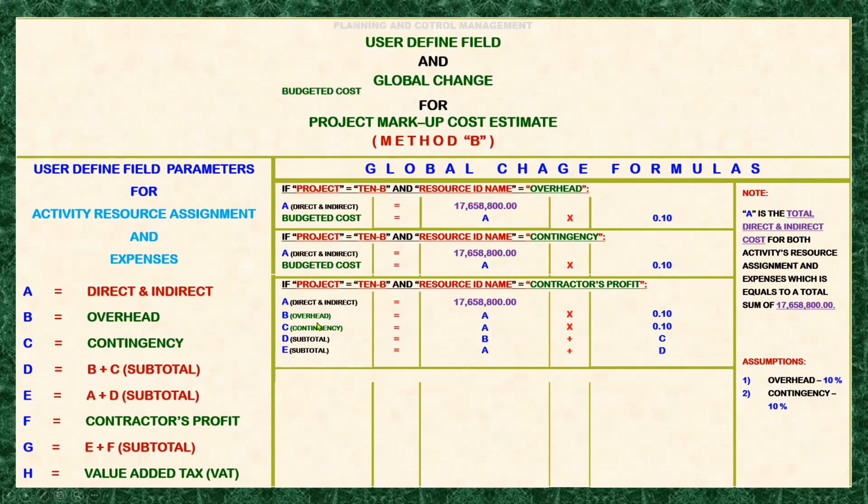And then next is the budgeted cost, which will be intended for the contractor's profit. So that will be the subtotal E here multiplied by the contractor's profit, for which we have our assumption as 10%. So we'll move it here.